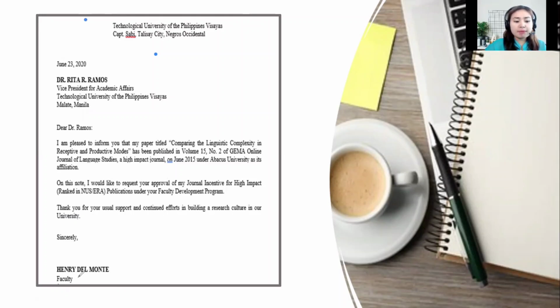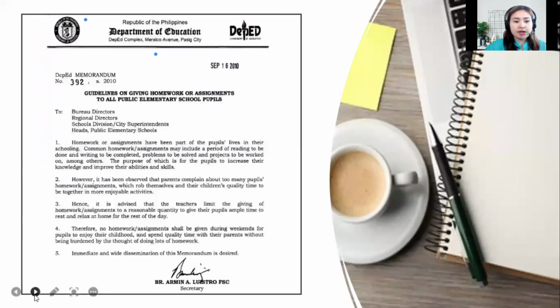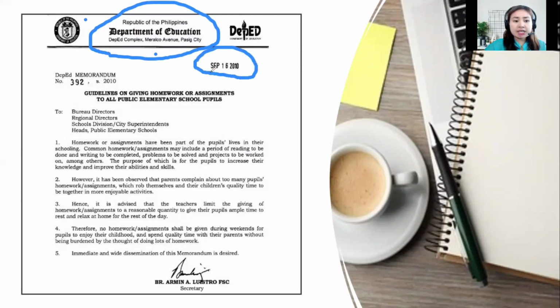Okay, so for our memo, we have this one. See, this is a memo released by the Department of Education. Oh, it also has a header. It would give you an idea from what agency that memo is from, and it has a date on it. It has the number of the memorandum. It's very important for filing purposes and for referencing purposes.